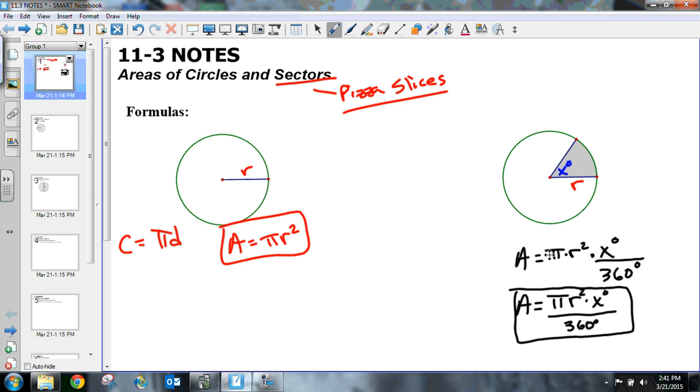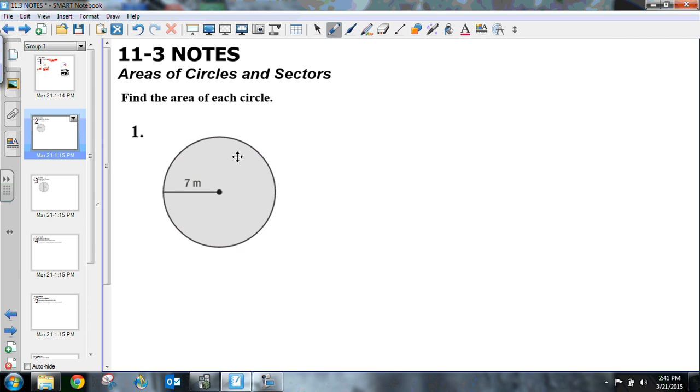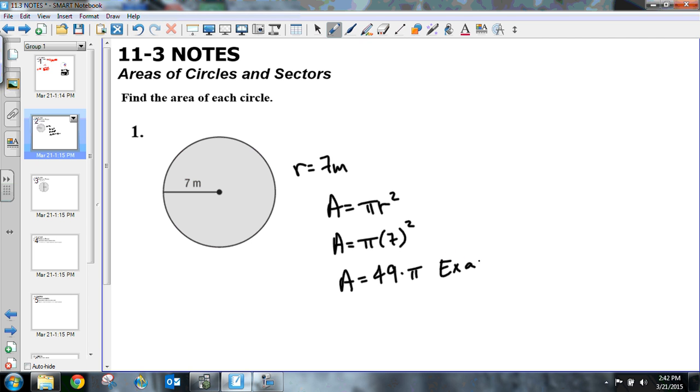All right, so let's do a couple of examples, a couple quick ones. With number one, find the area of the circle. And we'll do an exact and we'll do an approximate too. So I know that my radius here is equal to 7 meters. So my area is equal to pi times my radius squared. So I'm going to plug in 7 for my radius. I get area is equal to pi times the quantity 7 squared. Now 7 squared is 49, so my area is 49 times pi. Now this is exact, and this is in meters squared.